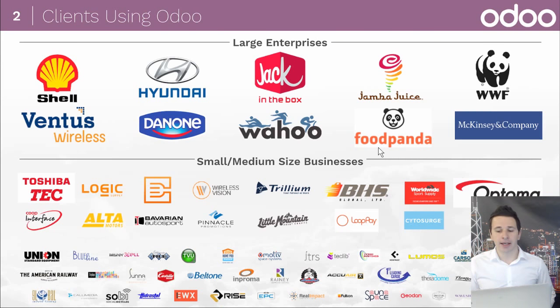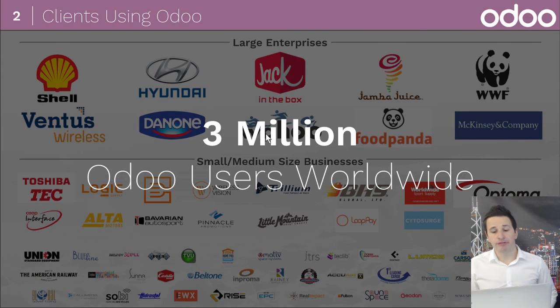Here in APAC, because most of you are probably watching from Asia Pacific, Food Panda, for example, and also small and medium-sized companies in different industries. Manufacturing a lot in Hong Kong, China, services, accounting, medical, so almost any activity. You can watch our website for a lot more references. More than 3 million users are using Odoo worldwide. We just released Odoo 11 last October with new features.